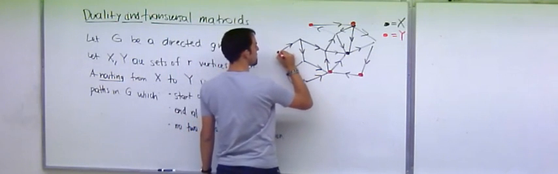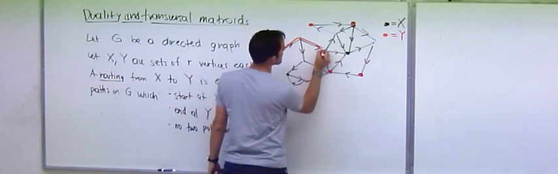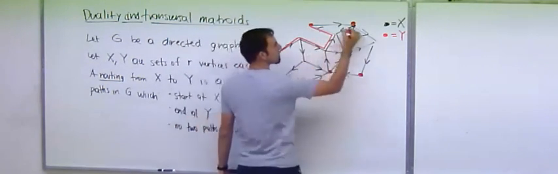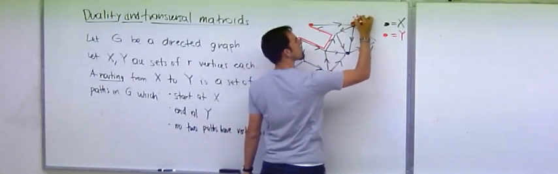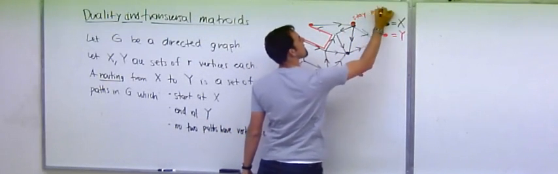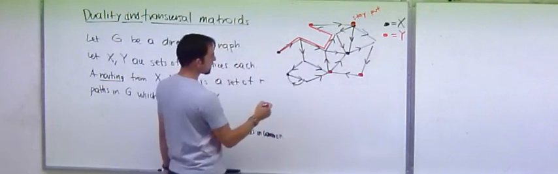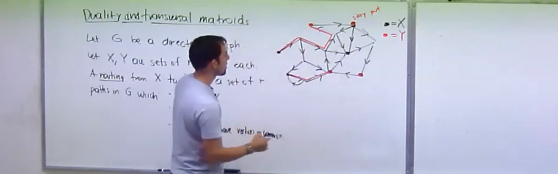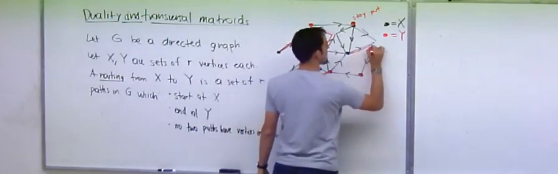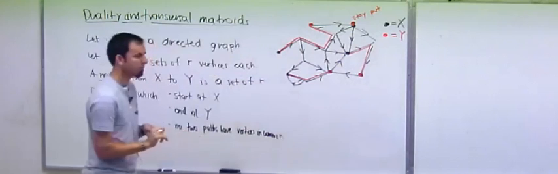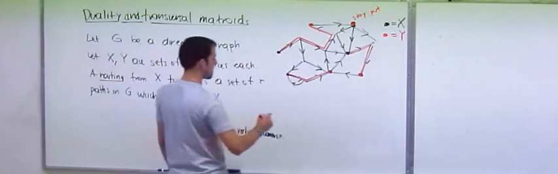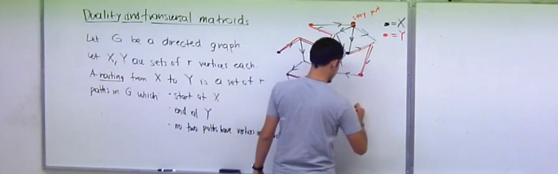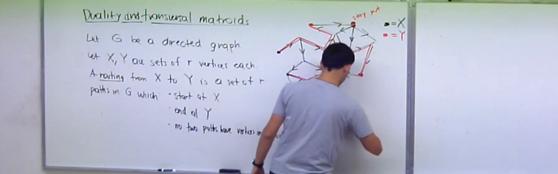But one of them is to go like this. I start here, and I go over here, over here, over here, over here. That's one. And for this one, I just stay put. It's my second path. For this one, I can go over here and over here. And for this one, I can go over here and over here. Okay. So that's a routing from X to Y.